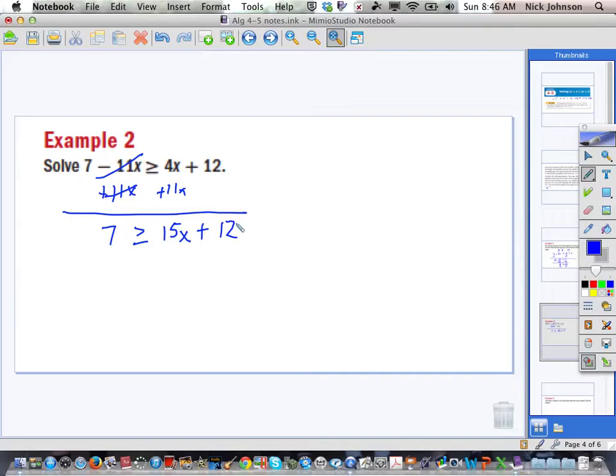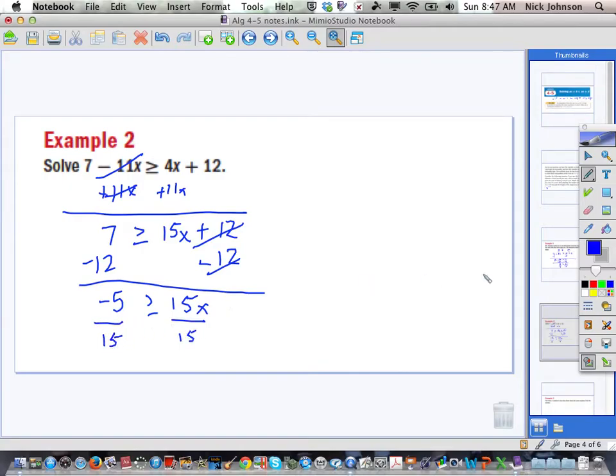But we all know we have to move the 12 over to the left. So the inverse of adding 12, subtracting 12. 12's are gone, leaves me with 15x is greater than or equal to 7 minus 12 is a negative 5. The inverse of multiplying by 15 is dividing by 15. So we divided by a positive number, so the sign stays the same.